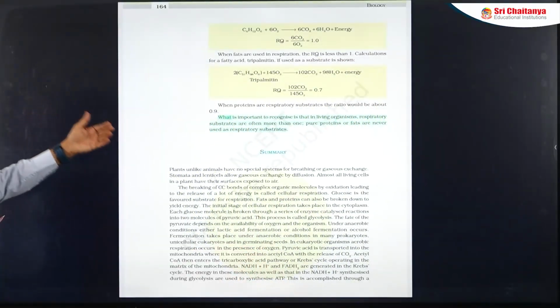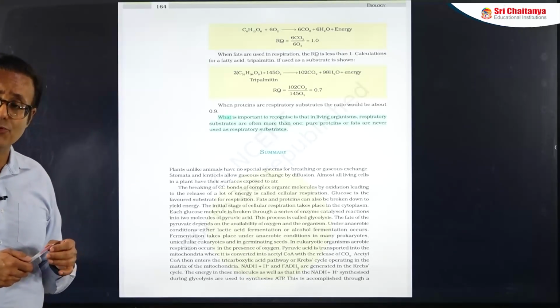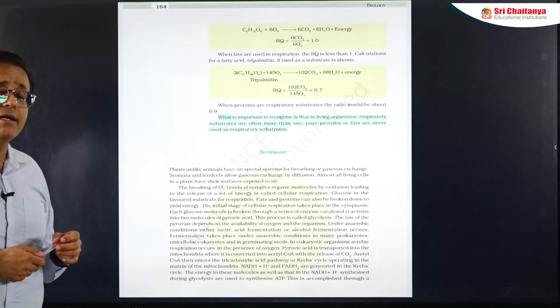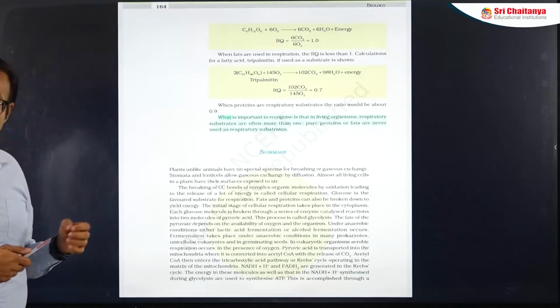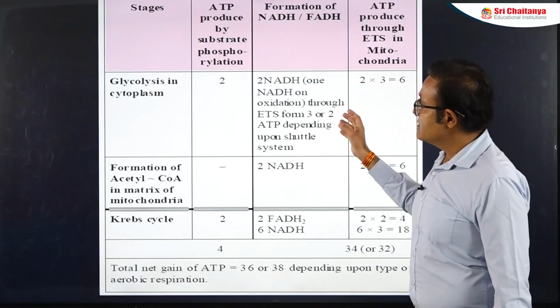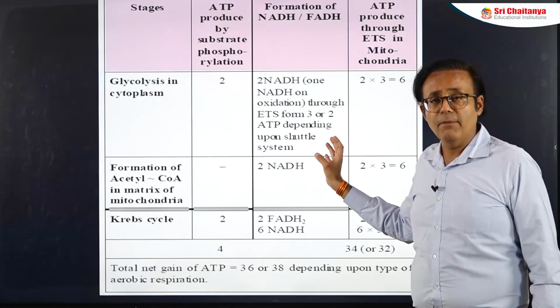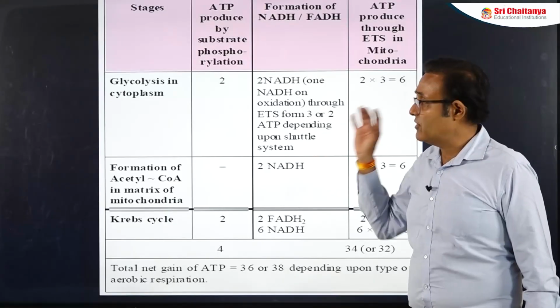Okay. So just go through the summary, because sometimes questions come from the summary of the chapter also. So just go through the summary, okay, and you will get all the important points in the summary. Okay, so this is the balance sheet, students, in front of you, and this gives you a clear picture about the count, or the total number of ATP formed in each and every step of respiration.